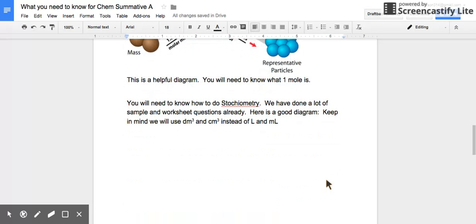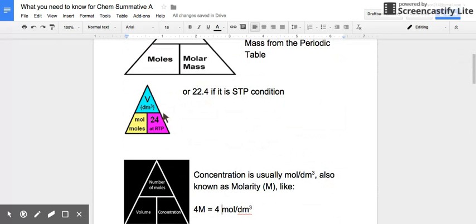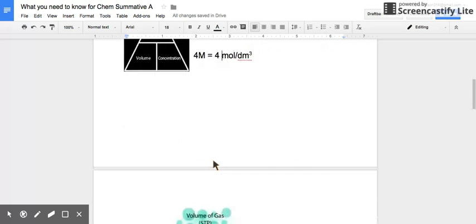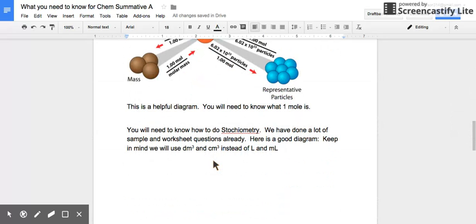You will need to be able to do stoichiometry questions. We have done a lot of those stoichiometry questions already. I completely expect you to know how to do the basic ones, just like the ones that you need to use just these triangles to do, okay? The stoichiometry questions, meaning using the ratio. Remember, when you're using the ratio, you're only looking at the coefficients of a balanced equation.